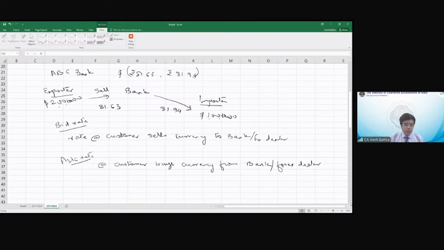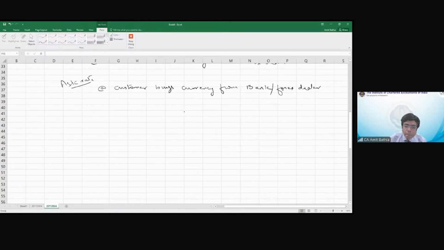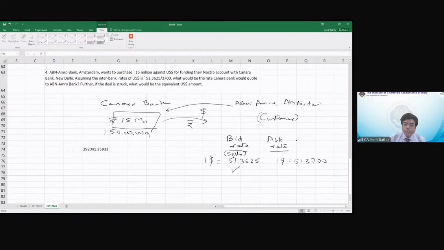Sir, I want to ask something, for example. If Canara Bank is paying at the 51.3625 rate, he will be at a loss, sir. How will Canara Bank make a loss? When Canara Bank buys, it pays $292,000, and if it sells at the ask rate, it will give at 51.370. It will become $291. It was the same doubt for me also, because if we say Amsterdam Bank is purchasing rupees against dollar, it means the bank is selling dollars to another bank, and Canara Bank is a customer purchasing that dollar. If we interpret it that way, then our calculations will reverse.